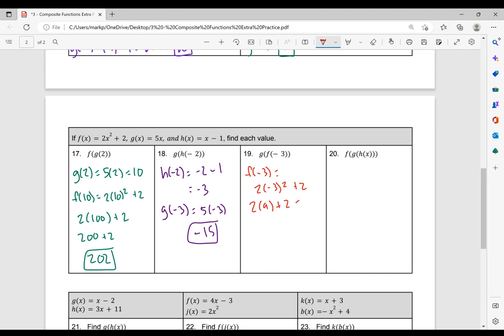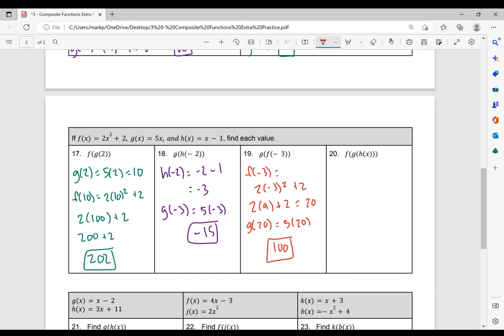2 times 9 is 18. 18 plus 2 is 20. So now we're going to do g of 20, which is going to be 5 times 20, which is 100. All right, and this one is a composition, so it looks like we're going to do it twice.